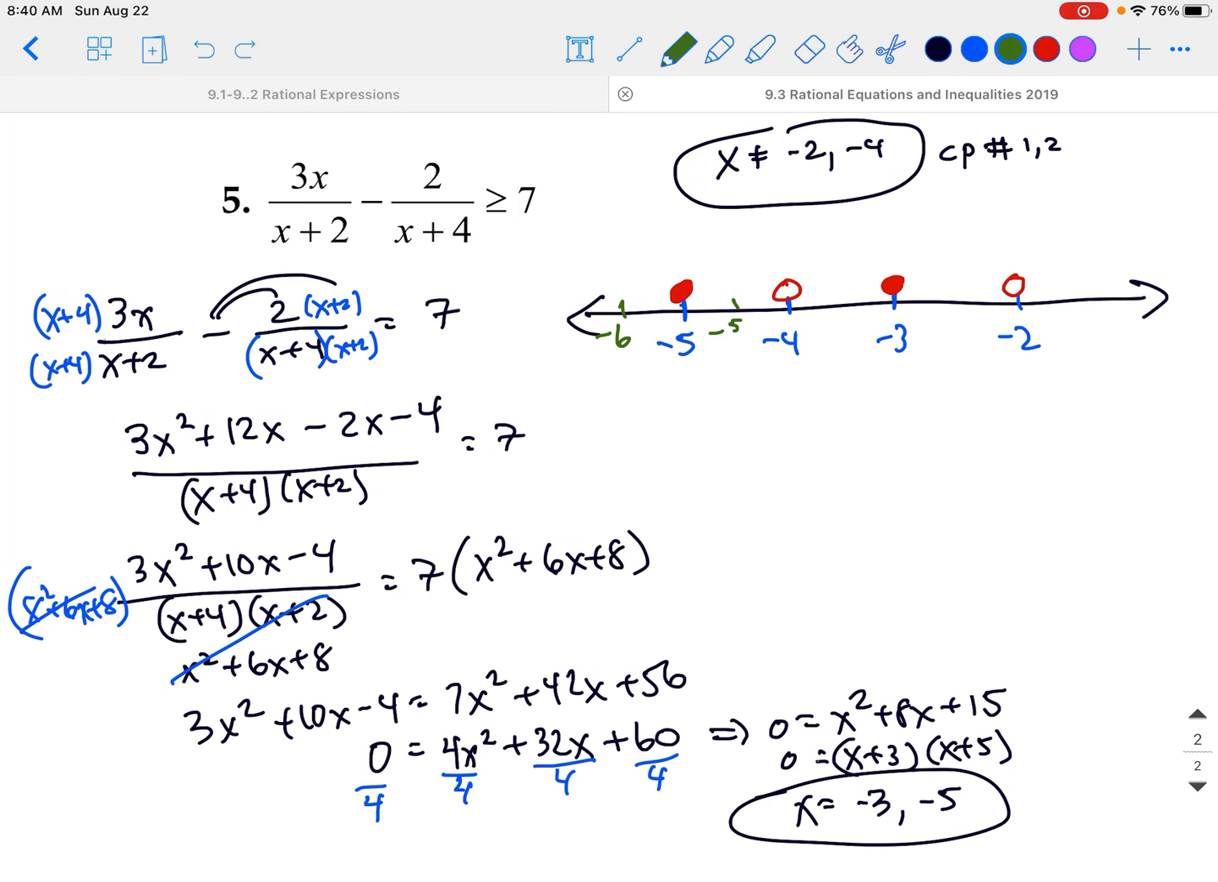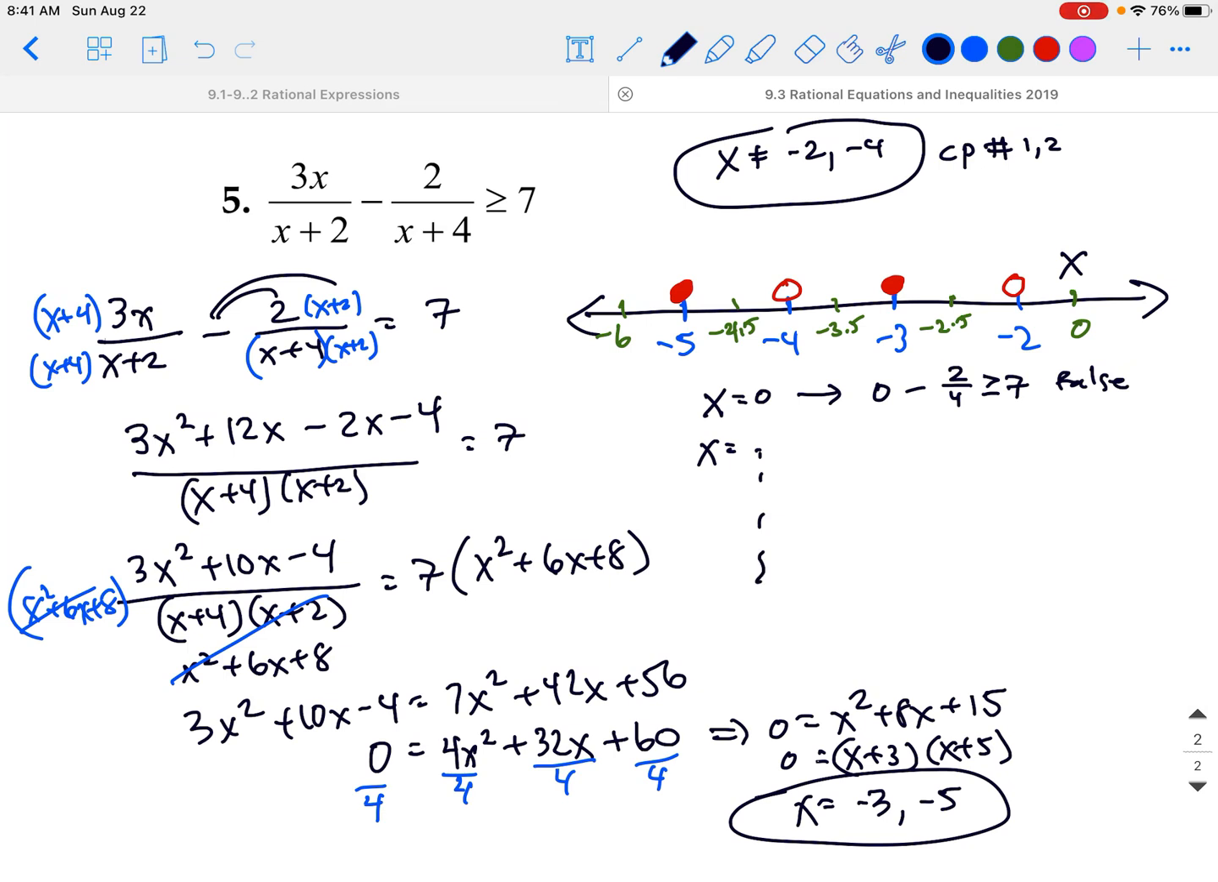-6, -5.5, -4.5, -3.5, -2.5, and then over here I'll just test 0. So what we're going to see here, if x is equal to 0, we'll get 0 minus 2 over 4 is greater than or equal to 7, which is false. So it's not going to work here.